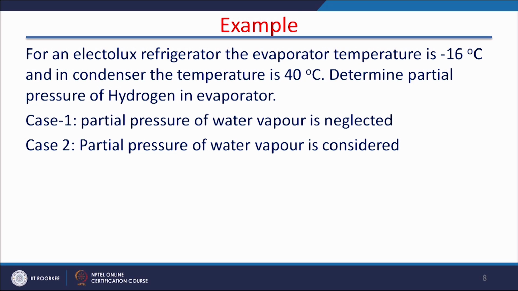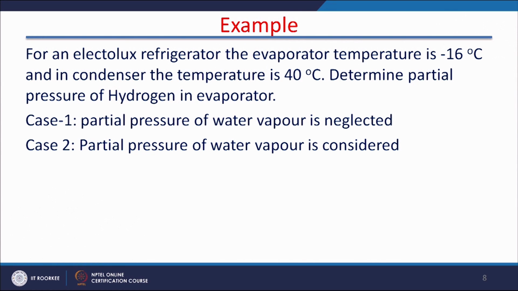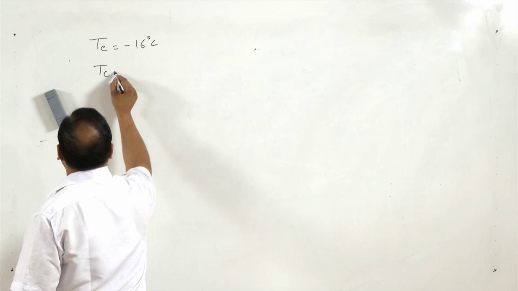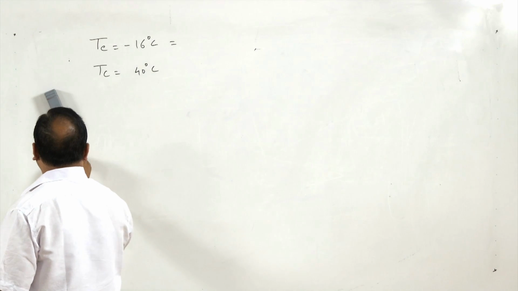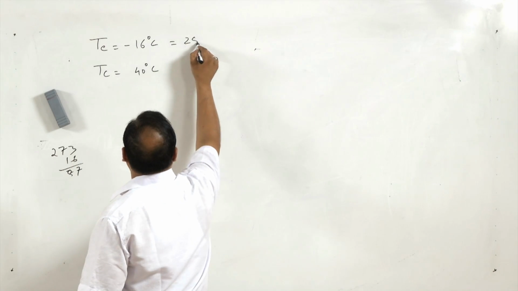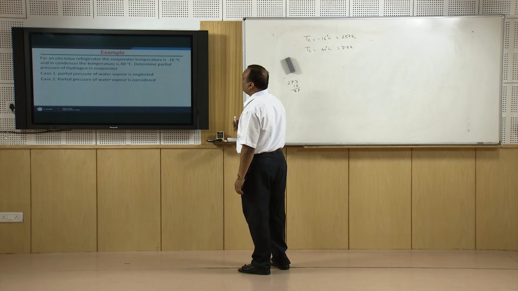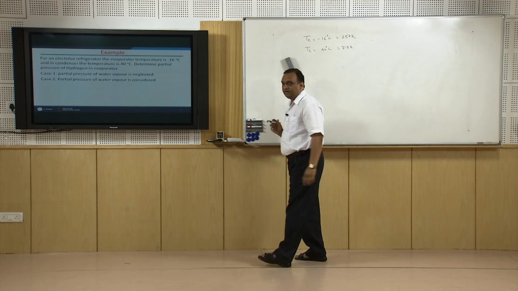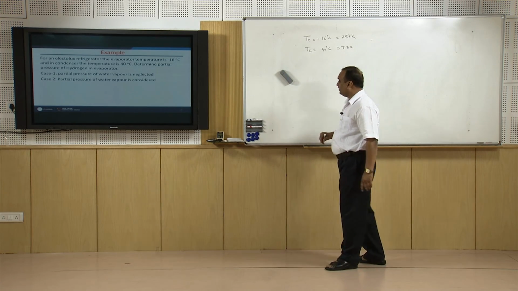For an Electrolux refrigerator, the evaporator temperature is minus 16 degrees centigrade. So, evaporator temperature is minus 16 degrees centigrade, and the condenser temperature is 40 degrees centigrade. So, T condenser is 40 degrees centigrade. Minus 16 will be 273 minus 16, 257 Kelvin, and this is 313 Kelvin. Determine the partial pressure of hydrogen in the evaporator, because the evaporator will consist of hydrogen. So, in this case we have to find the partial pressure of hydrogen.